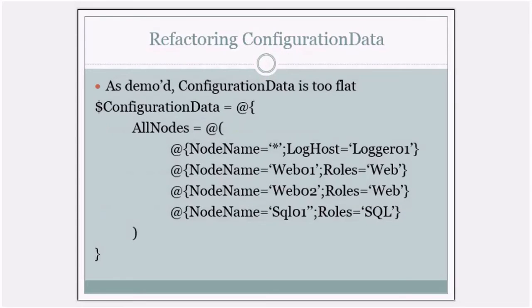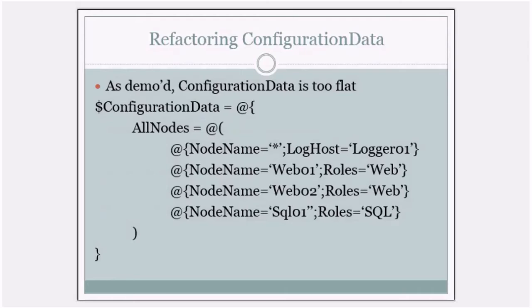All right, the next step that I came across was dealing with configuration data. And if you've seen DSC demos before, you've probably seen configuration data that looks kind of like the slide on the screen. We have a configuration data hash table. Inside of it, there's an array called AllNodes that has a couple of hosts and maybe a little bit of metadata around them. And that works great for demos. That works great for a little proof of concept.